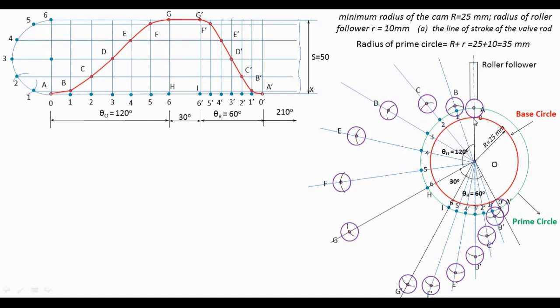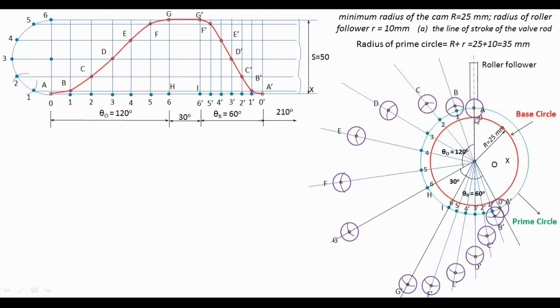Again, it should not be wavy. It should not have peaks and valleys, otherwise the follower will be a jumping follower. So you can use a French curve here to join these lines to create the profile of the cam. So let us draw the profile of the cam.